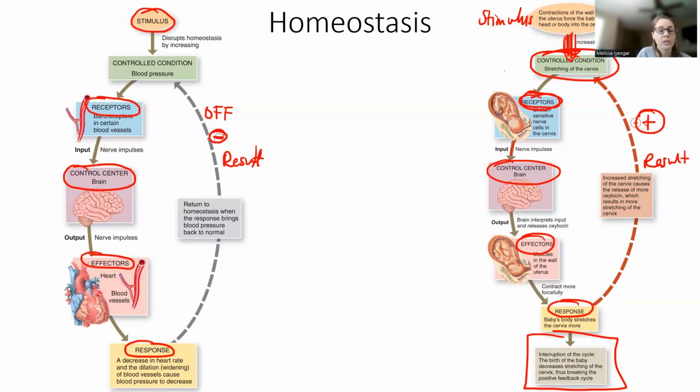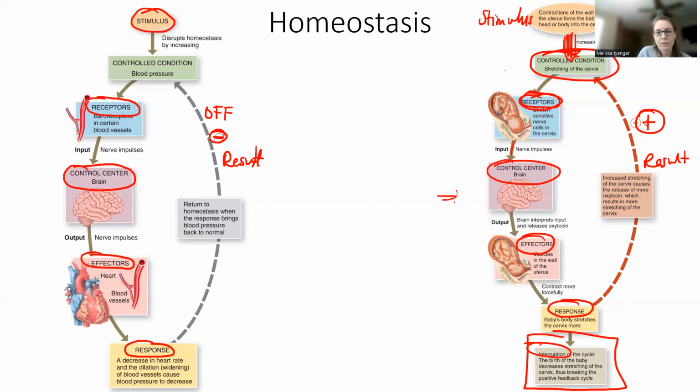You do have to turn the system off in a positive feedback, but you're not going to do it immediately. It's going to take time, okay? So you can interrupt this cycle for childbirth. That's basically the baby gets born. And then you don't have any more pushing on those receptors. So the system has to turn off because the receptors aren't being stimulated anymore by the stimulus. So see the difference between positive and negative feedback.